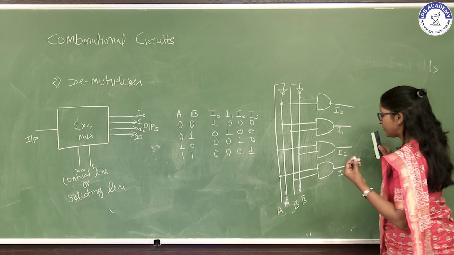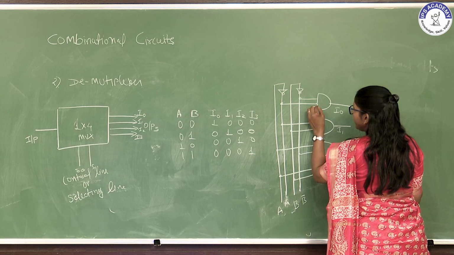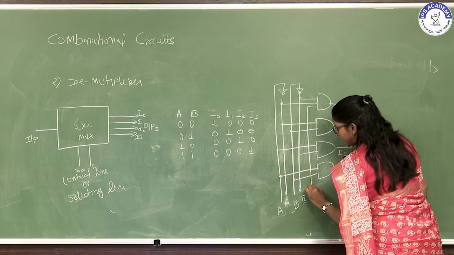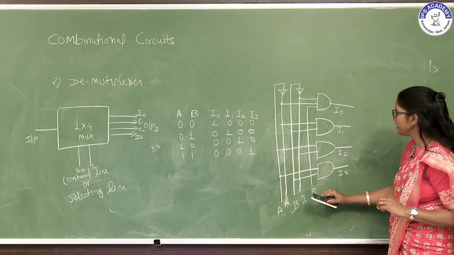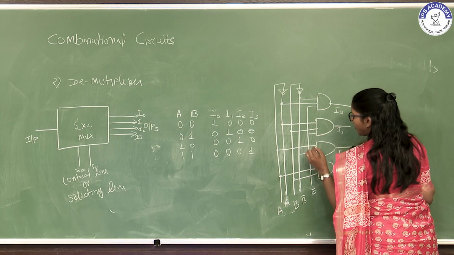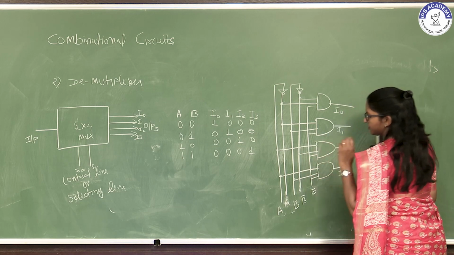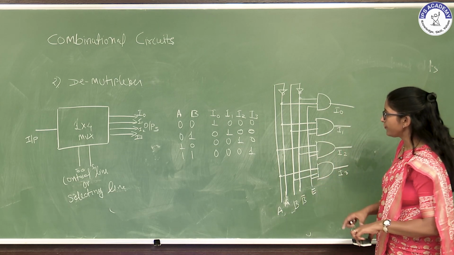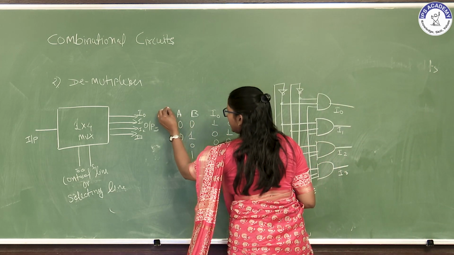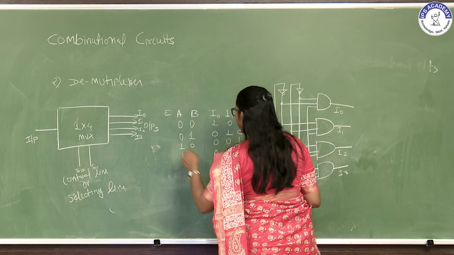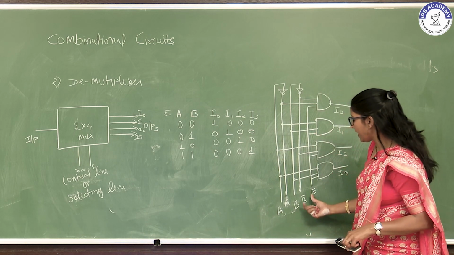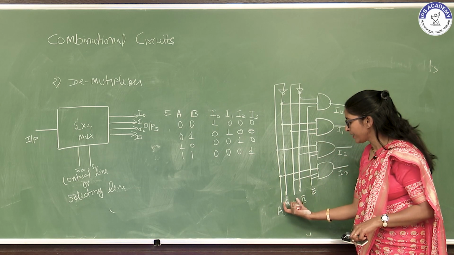Now there will be a single input. So here we give one input, E, which will be connected to all 4 AND gates. Whenever the combination of E, we can take E also, right? So E will be high all the time, so it depends on the combination of A and B.